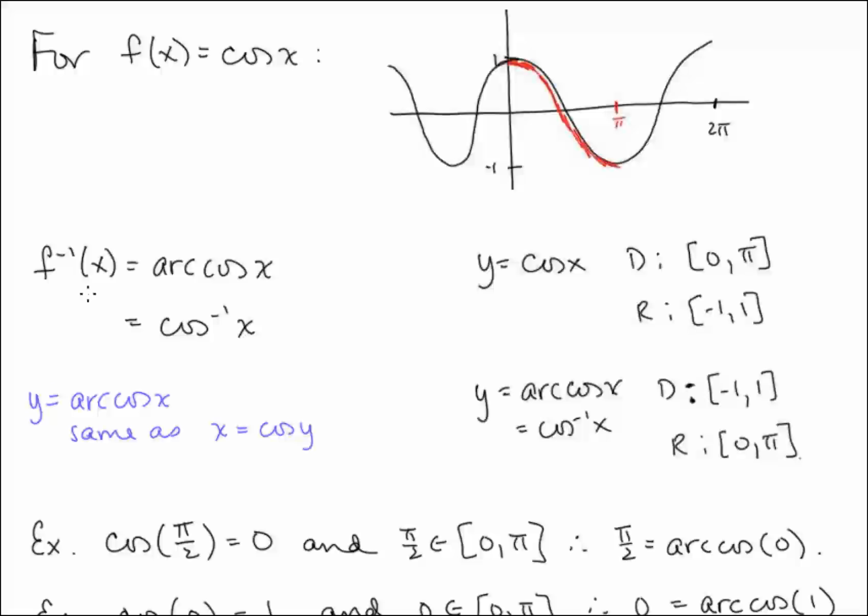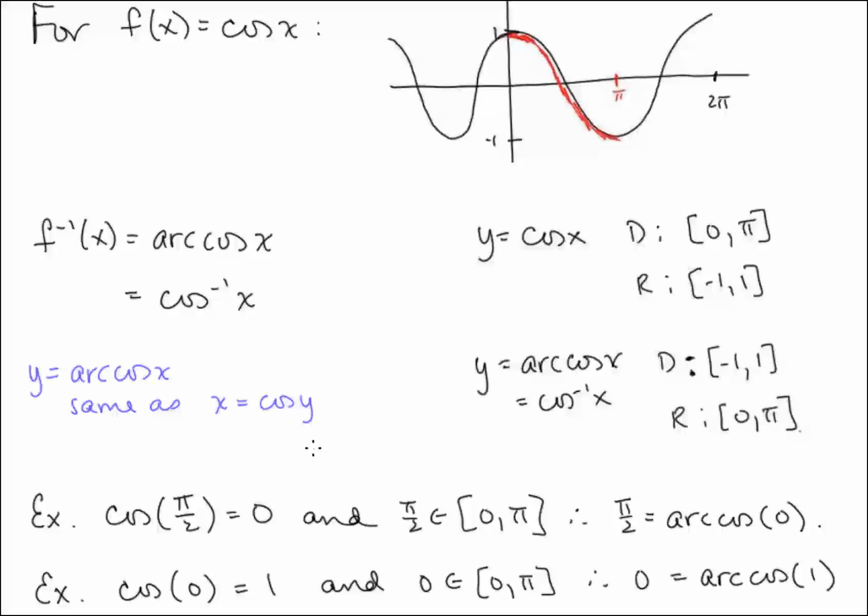We call its inverse function arc cosine of x, or cosine inverse of x. And its domain is going to be negative 1 to 1. Its range is 0 to pi. And just as we had with the arc sine function, saying y equals arc cosine of x is the same as saying x equals cosine of y. So let's take a look at a couple of examples.